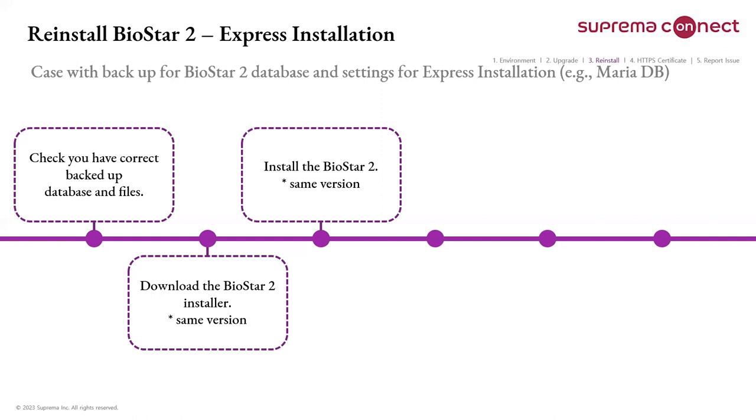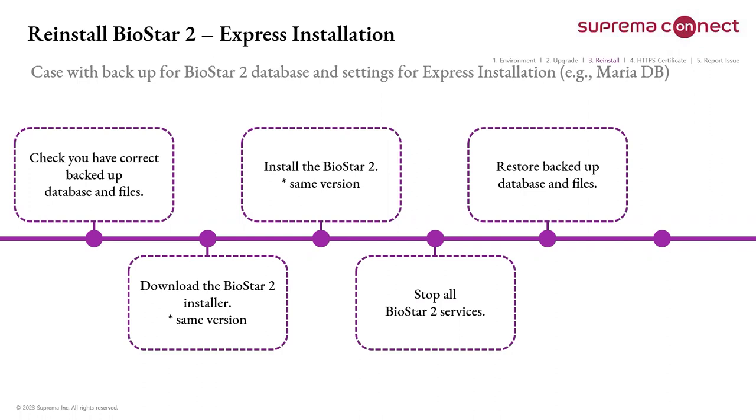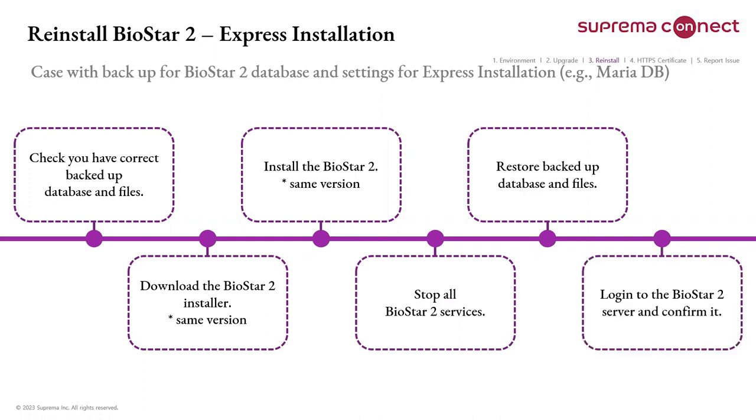Next, run the downloaded installer to install BioStar 2. When the installation is complete, stop all BioStar 2 services and restore the backup database and configuration files. After that, log into BioStar 2 with the ID and password of the administrator account you used with the old backup database, and check if the reinstallation was done correctly.